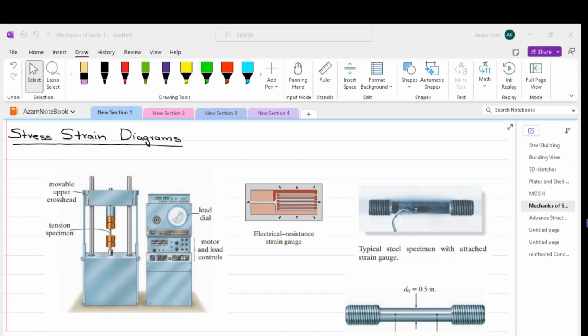In order to read the strains, we use something which is called electrical resistance strain gauge, shown over here. The operation of this gauge is based on the change in electrical resistance of very thin wires, or pieces of metal foil under strain. The gauge is attached to the specimen along its length, and the extension or the compression of the element changes the electrical conductivity within this circuit, and correspondingly we receive data in our data logger.